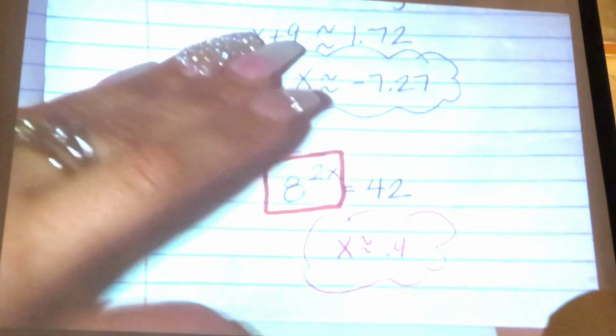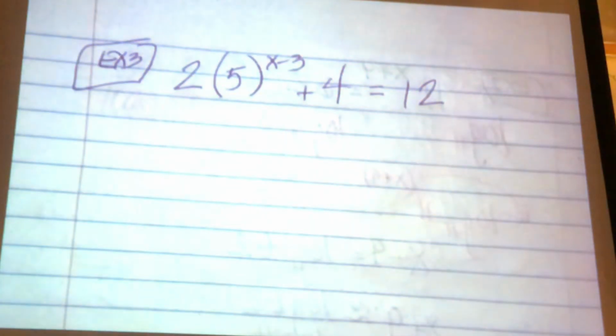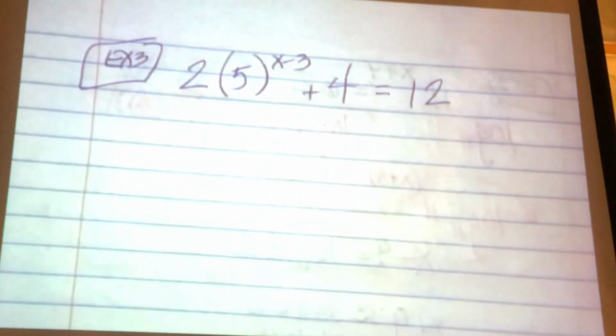This is an example of where you have to simplify first and then you would log both sides. Example 3. Let's say we have 2 to the 5x minus 3 plus 4 equals 12. You notice that the base with the exponent is not isolated.